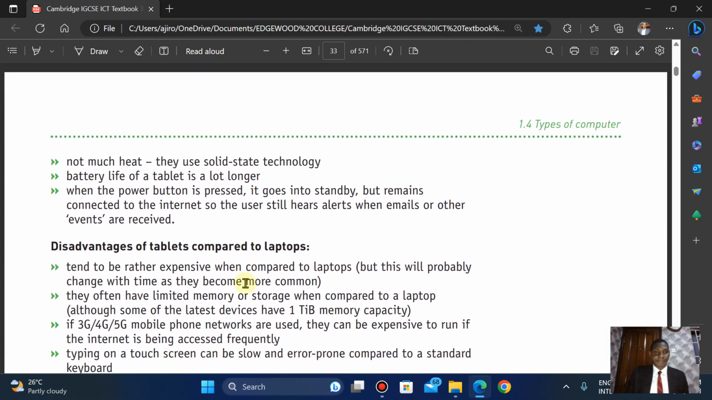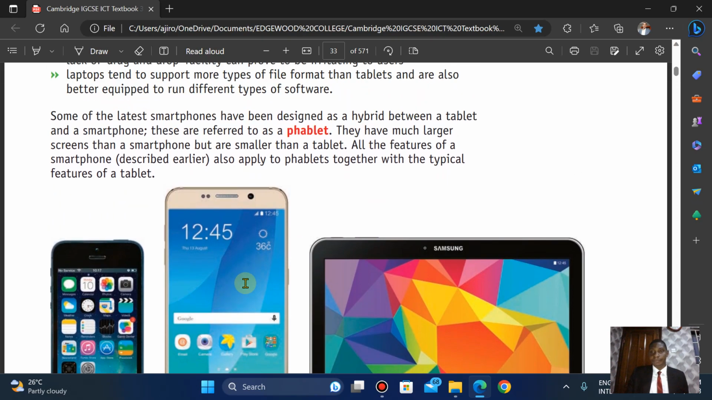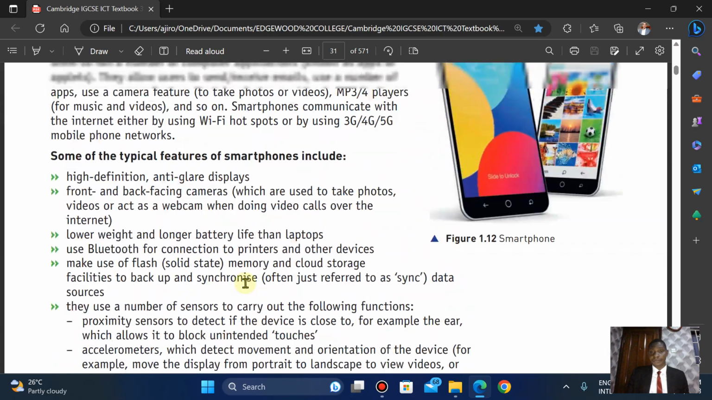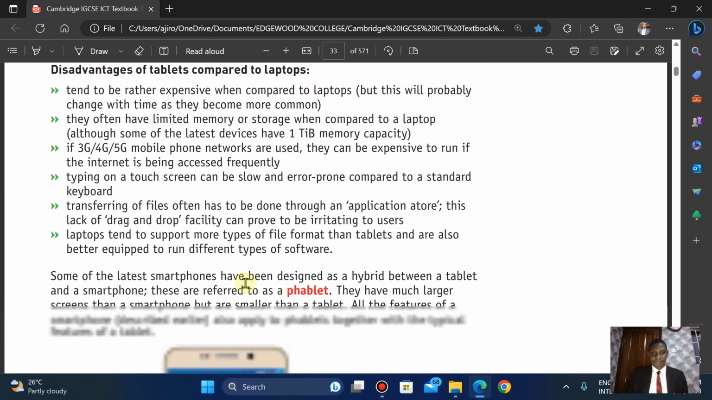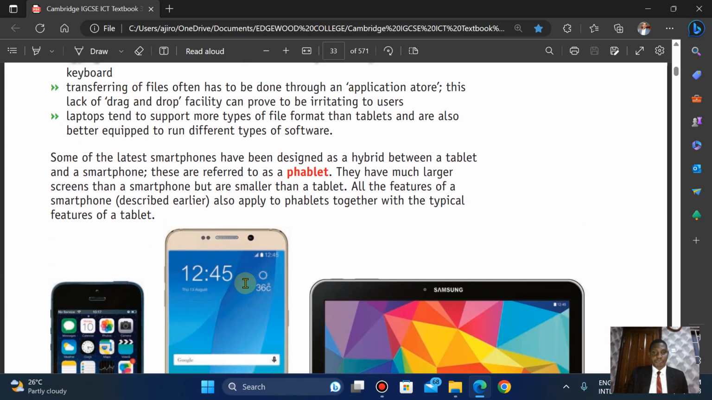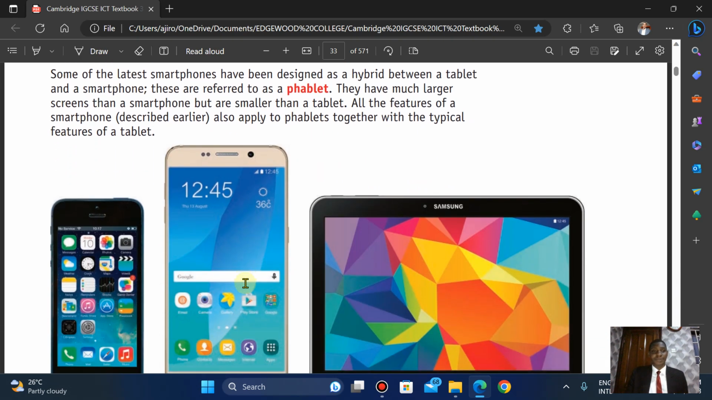Okay, let's talk about the phablets. Now, the phablets are more like your smartphones, right? And we're going to look at the difference between them. So let's talk about the phablets real quick. Some of the latest smartphones have been designed as a hybrid between a tablet and a smartphone, which is referred to as what? A phablet. They have much larger screens than smartphones, but are smaller than what? A tablet.